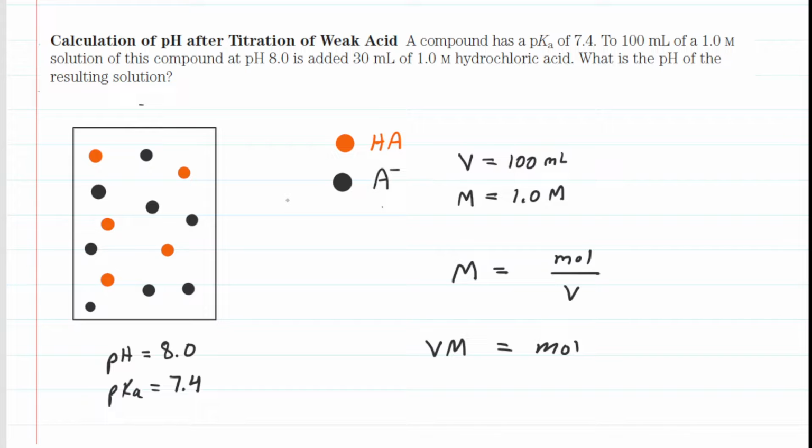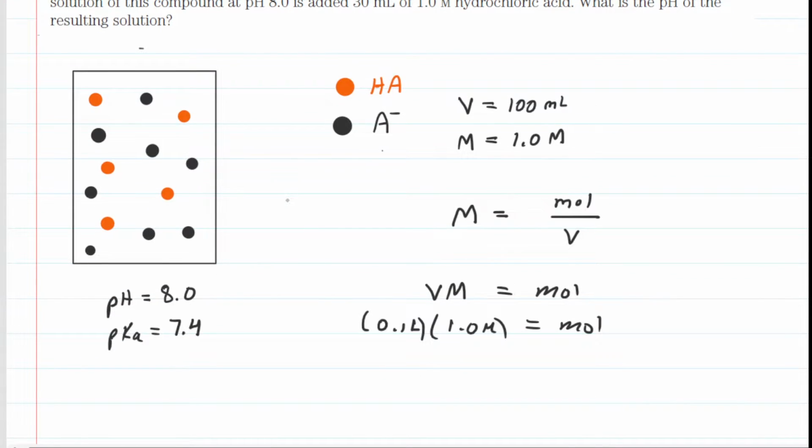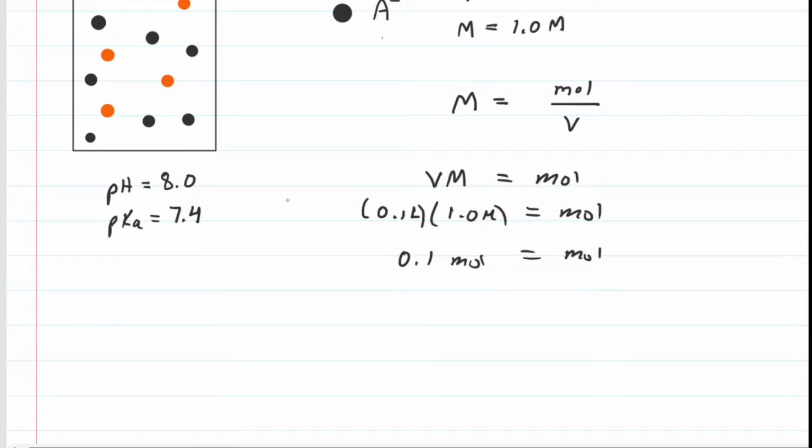Now the volume is given as 100 mL, just divide that by 1,000 to get it into liters. You have 0.1 liters, and then multiply that by the molarity of 1 molar. And we can see that the number of moles of solute particles is simply 0.1. Now that is the moles of both HA and A minus added together. So we could represent that as follows. We'll use n for moles: the moles of HA plus the moles of A minus is going to equal 0.1.